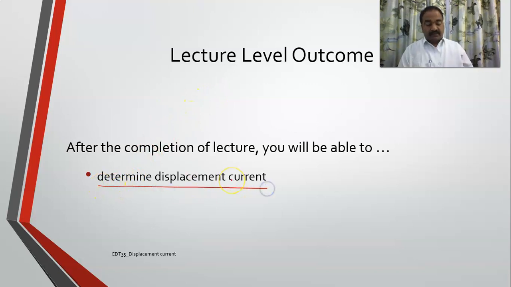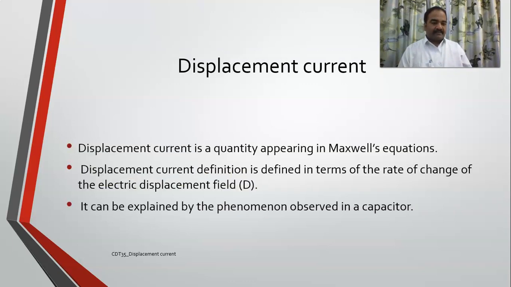Our target will be to develop an expression for displacement current and employ that to determine the displacement current. First of all, what do we mean by displacement current? You might have heard about conduction current, which is nothing but movement of electrons in any conducting material. Displacement current is one such quantity which generally appears in Maxwell's equations. It is defined as the rate of change of the electric displacement field, and ID is the common representation of displacement current.